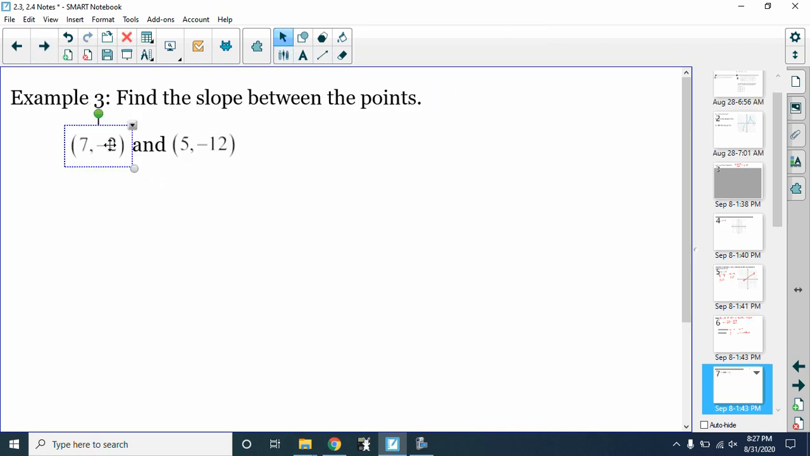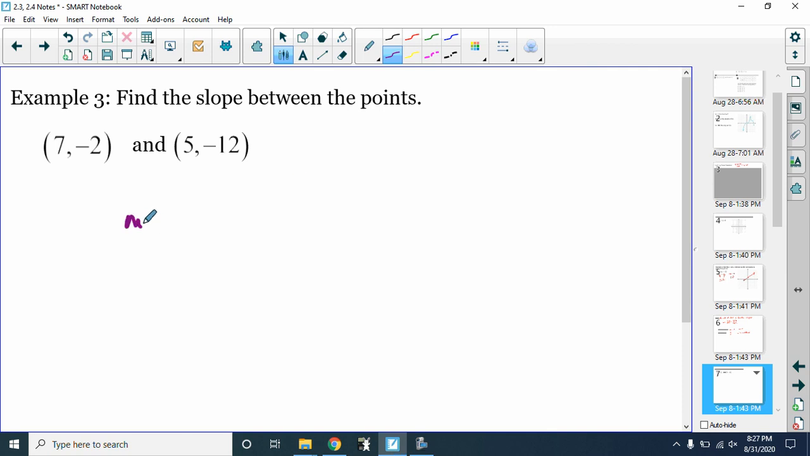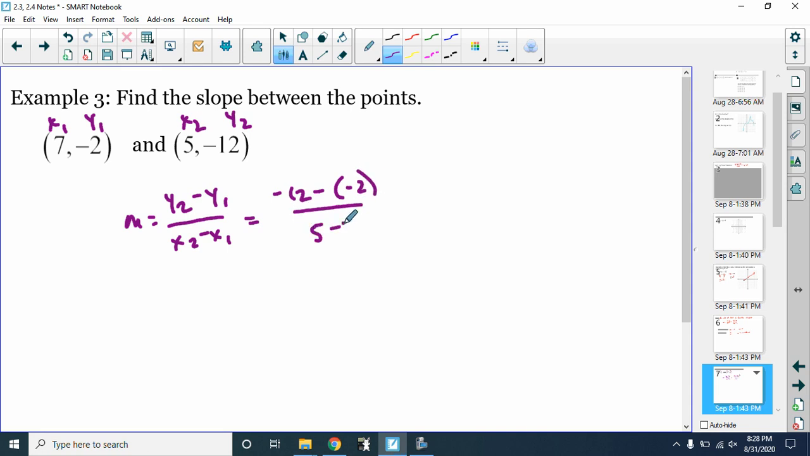We can find the slope in between 2 points by using that formula we just looked at. So slope is y2 minus y1 over x2 minus x1. So this is the x value of my first point, the y value of my first point, x2, y2, fill them in. Minus minus is plus. And divide.